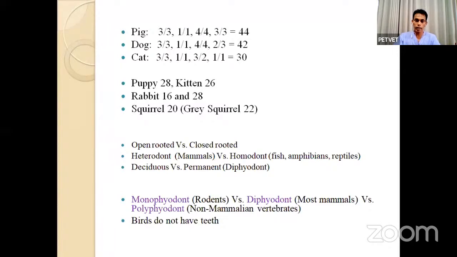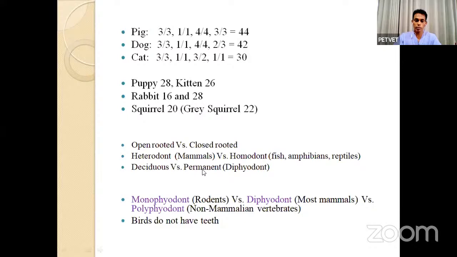Whereas close-rooted ones like dogs and cats and also humans, once the initial growth is there, they don't grow after that. It's the same size, and if it wears off, there's no regeneration of that tooth. So that's what is meant by open-rooted and close-rooted. And heterodont and homodont, we have discussed before. Heterodont means different morphological types of teeth, like incisors, canines, premolars, and molars. Mammals have that, and the homodont examples are fish, amphibians, and reptiles. They all have teeth that are the same morphologically.